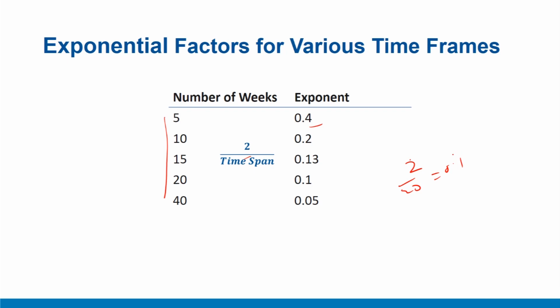Exponents for time periods other than those shown in the table can be easily calculated by dividing 2 by the time span. For example, a 5-week average will need to be twice as sensitive as compared to a 10-week average. Thus, dividing 2 by 5 will give us 0.4. It gives an exponent of 0.4. On the other hand, a 20-week average should be half as sensitive as a 10-week period. So its exponent is 2 by 20, which works out to 0.1.